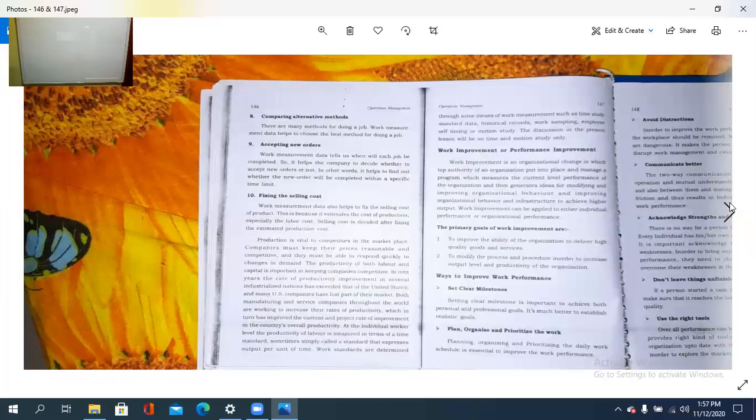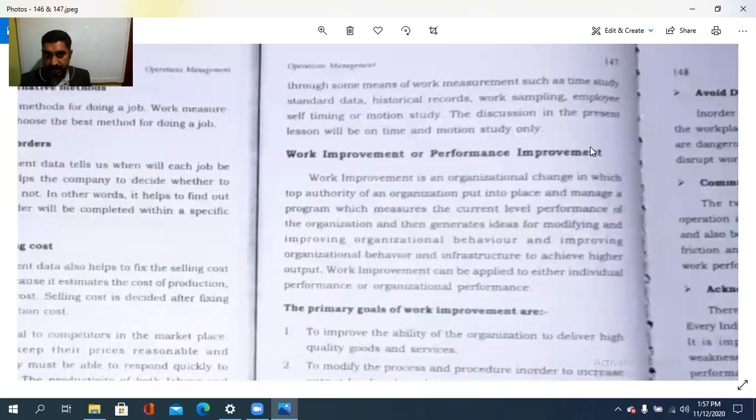Improving the already finished work, or for the future aspects, how we are going to improve the performance. So, work improvement is an organizational change in which the top authority of an organization puts into place and manages a program which measures the current level performance of the organization and generates the ideas for modifying and improving organizational behavior and infrastructure in order to achieve higher output. The last aim is what? In order to achieve the higher output, these things need to be under control or achieved. That is the work improvement.